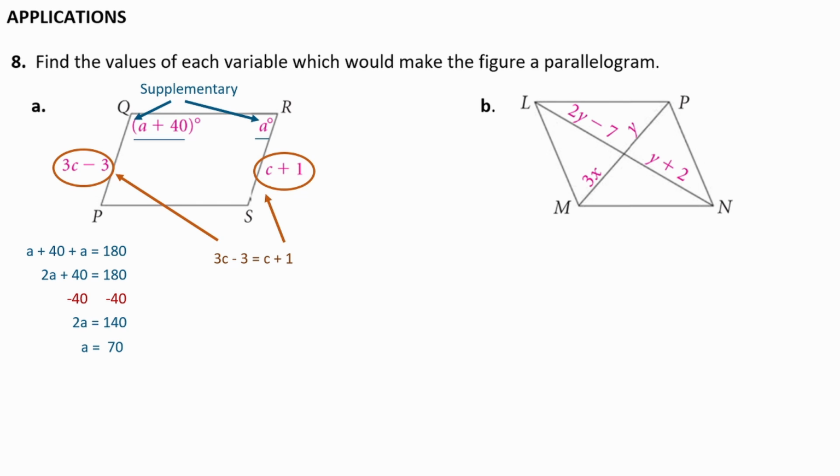From here, what I want to do is isolate my variable. So I'm going to start off by adding 3 to both sides. That's going to leave me with 3C is equal to C plus 4. Next, I'm going to subtract C from both sides to get rid of the variable being on the right-hand side of my equation. That leaves me with 2C is equal to 4. And if I divide by 2, finally I get that C is equal to 2.